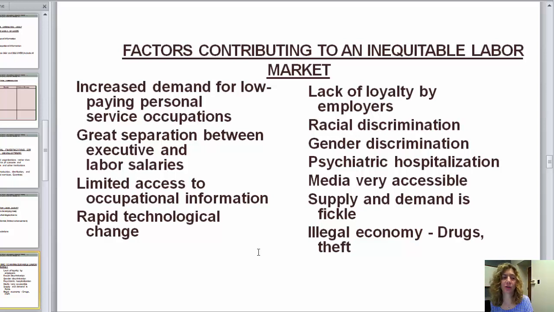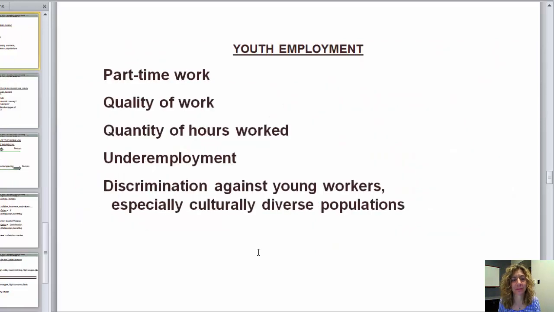So that was our little side trip back to the PowerPoint. Again, what are some of the aspects of youth employment? Where do young people get stuck in employment? And what are some of the factors that they're having to struggle and push up against?